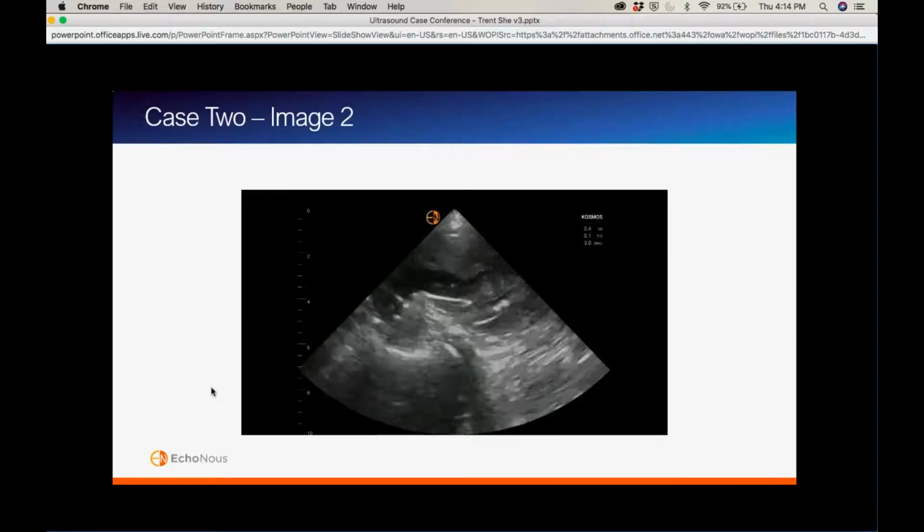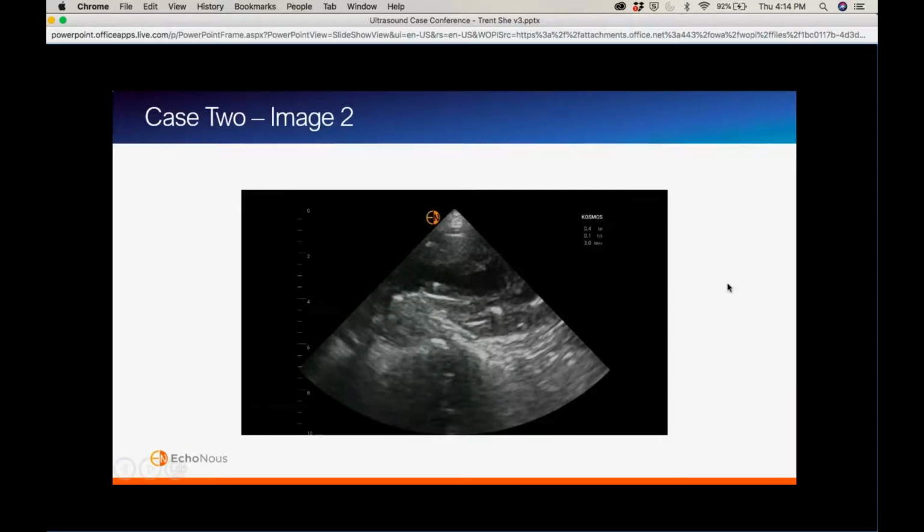We thought, okay, this looks awfully like a AAA with some thrombus in it.